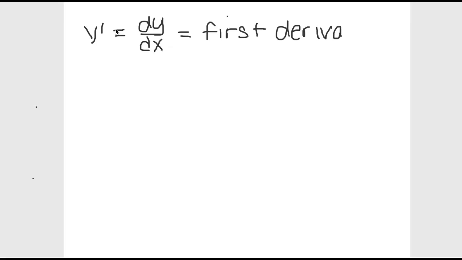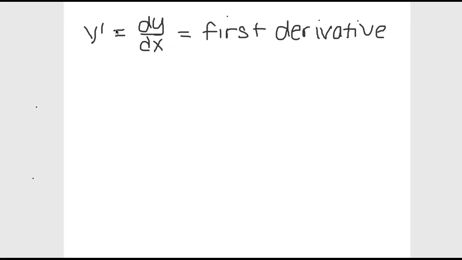Awesome. All right, so higher order derivatives is just finding what we call the first or second or third derivative. So the first derivative that we have is y prime. And y prime is the same as dy dx. And we call this the first derivative. So everything we found today was the first derivative.